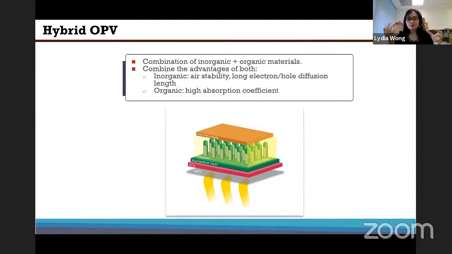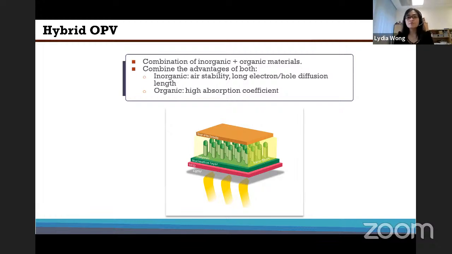Okay. Now, what is the benefit of using organic materials? Organic materials is good because it absorbs much better than inorganic. The absorption coefficient of organic materials is 100 times better than silicon. So the thickness of organic photovoltaic is 100 times thinner than silicon. Because of this, within 100 nanometer, 200 nanometer thick of organic material absorb the same amount of light compared to the 100 micron thick silicon.